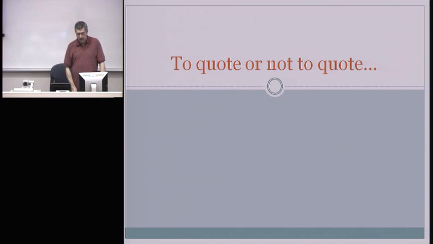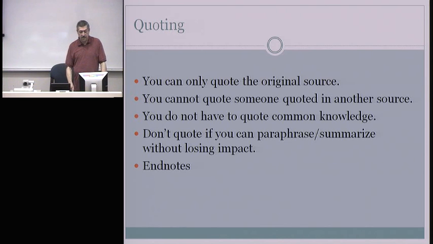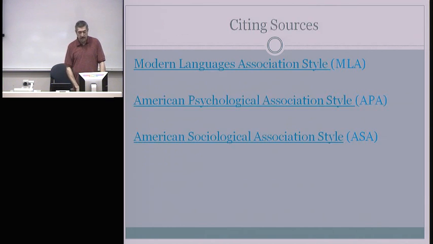And to quote or not to quote, which in most grad papers is something important you have to pay attention to. You have to remember you can only quote the original source. You cannot quote somebody quoted by another source. You do not have to quote common knowledge, and you don't quote if you can paraphrase and summarize without losing impact. And again, the endnotes would help you at this stage of the game.